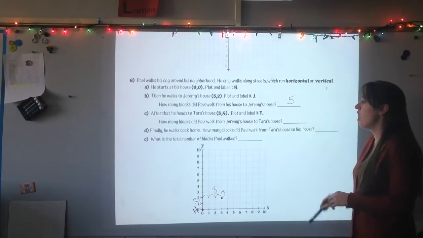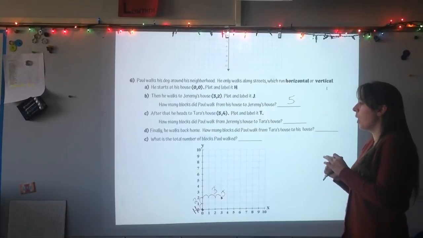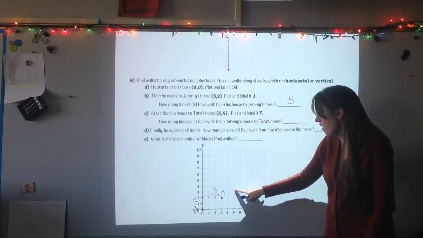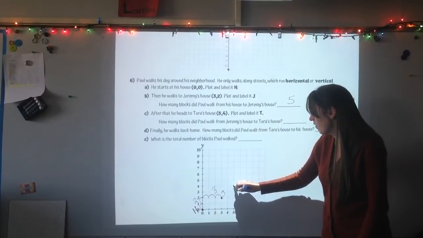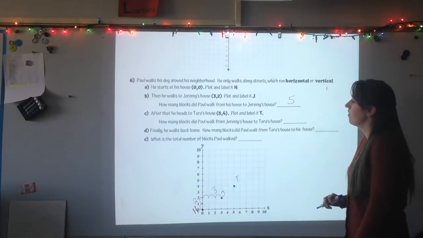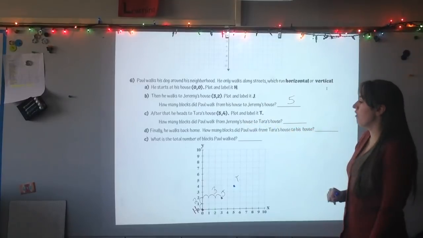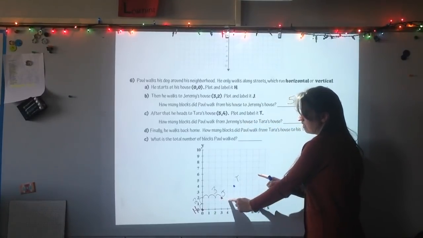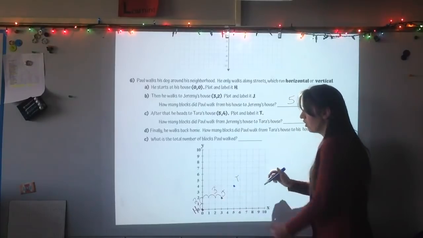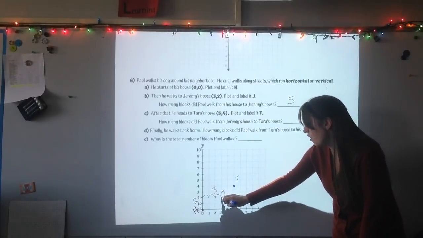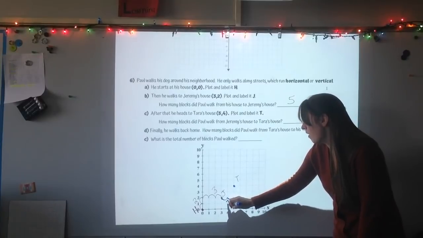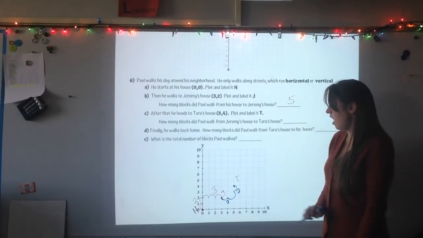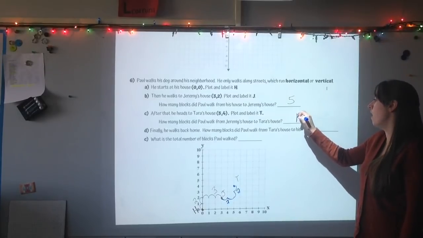After that, he heads to Tara's house at 5, 4. Plot and label it T. So 5, 4 is 5 to the right, 4 up, and we're labeling that T. How many blocks did Paul walk from Jeremy's house to Tara's house? So from Jeremy to Tara's. Again, doesn't matter if we go horizontal and then vertical or vice versa. I'm moving over once, twice to the right, and then I'm also moving up once, twice up, which is a total distance of 4.